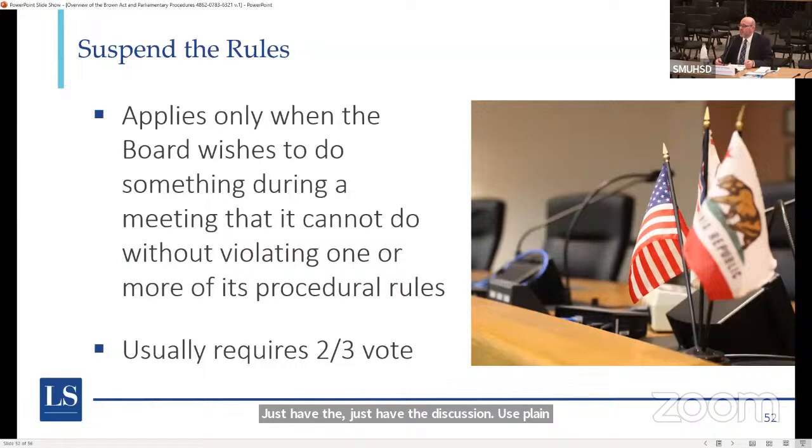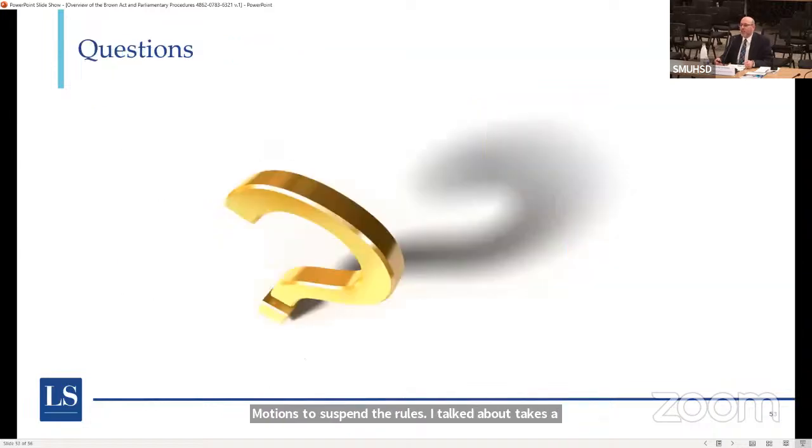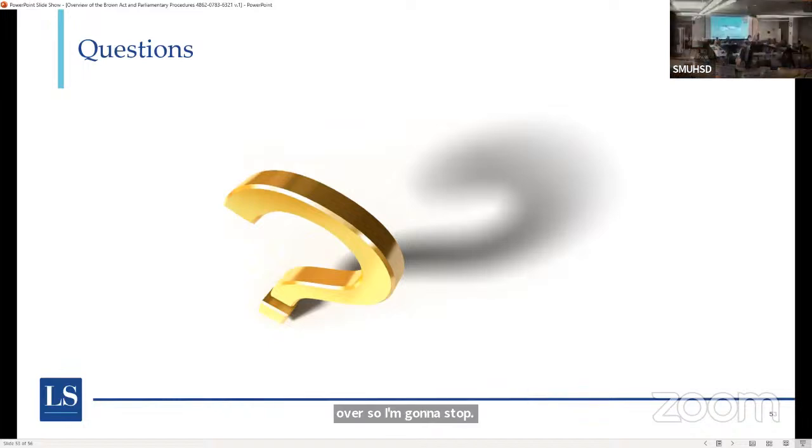Motions to suspend the rules I talked about take a 2/3 vote. So if you want to bring something back, you can vote by 2/3 to do that. And I've gone 8 minutes over, so I'm going to stop. Fine. Yeah. This happened on a prior board that I was part of.